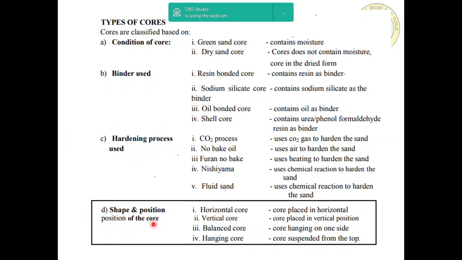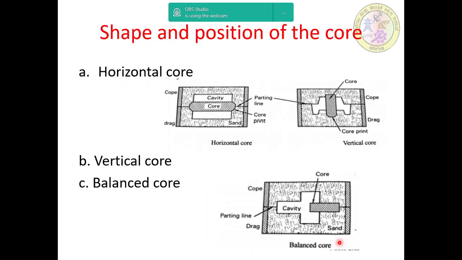Shape and position of the cores. This is again classified into different types. The horizontal core is placed in the horizontal direction. A vertical core is placed in a vertical direction. A balanced core hangs on the side, and a hanging core is suspended from the top side. Apart from this, we will also discuss the drop core, kiss core, and run up cores in detail in the classification or types of cores. Next we'll discuss them one by one.